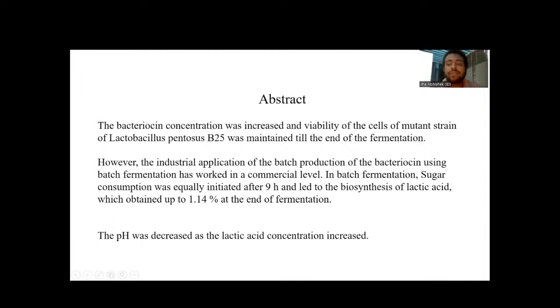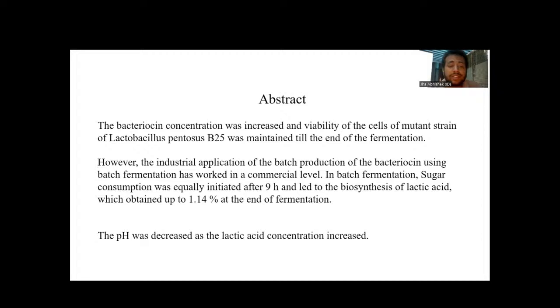The abstract for this is that the bacteriocin concentration was increased and the viability of the cells of the mutant strain of Lactobacillus pentosus B25 was maintained till the end of the fermentation. In this we'll be going for continuous batch fermentation, and we'll be checking the production of lactic acid by the Lactobacillus pentosus strain.